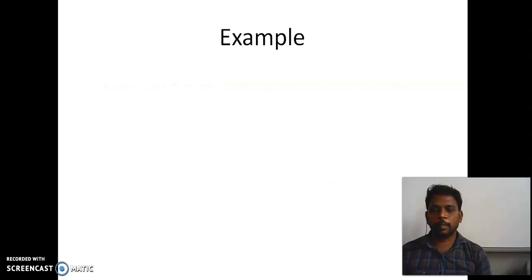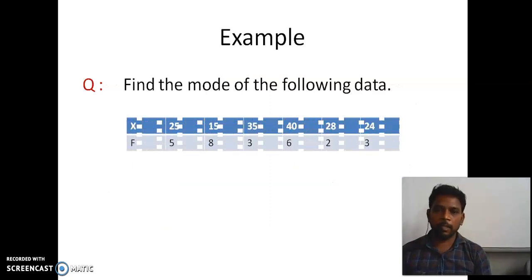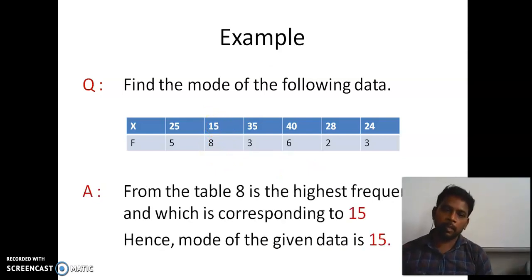Look at the next example, a frequency distribution table. How can we find the mode for a frequency distribution table? Look at the frequencies and choose the maximum frequency. The maximum frequency is 8. The corresponding value of X is 15. So 15 is the mode value. That is the procedure for finding the mode in the second type of data.